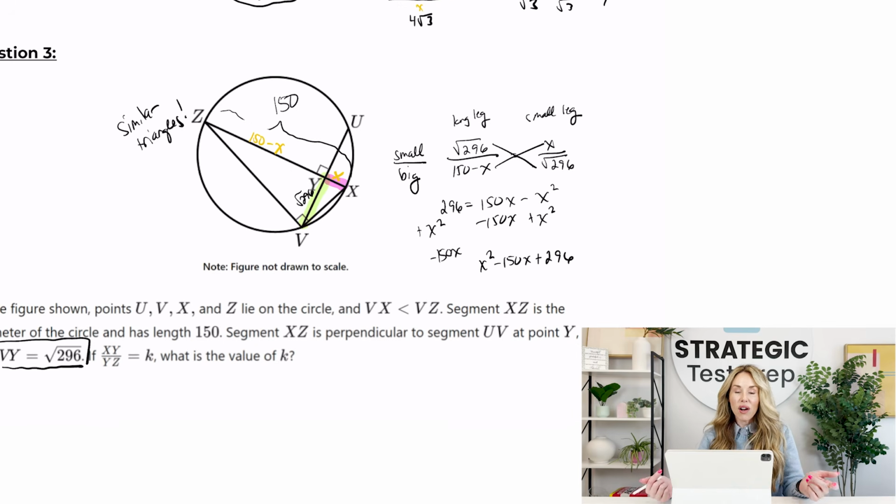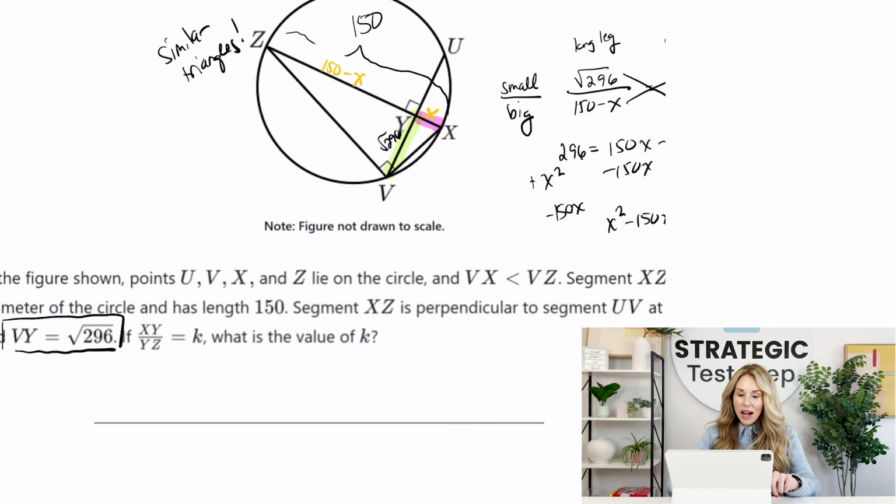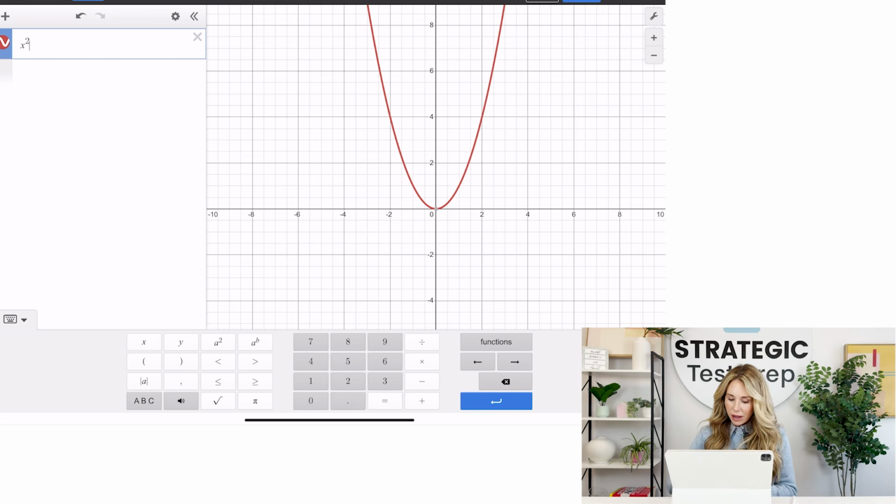Right now we're solving for x. We don't know what those lengths are, and that's honestly what the question is asking for. They want to know what XY is, and they want to know what YZ is. We don't know that yet until we solve this in Desmos. So x squared minus 150x plus 296.